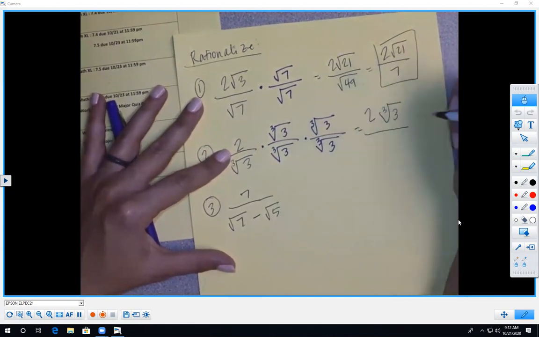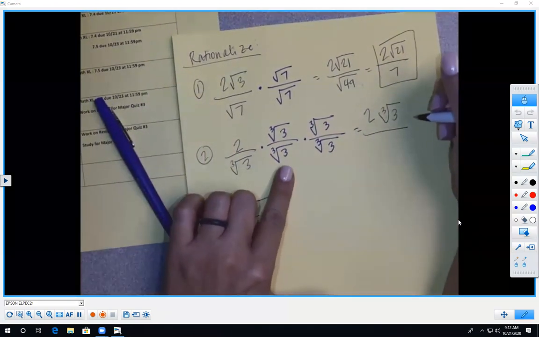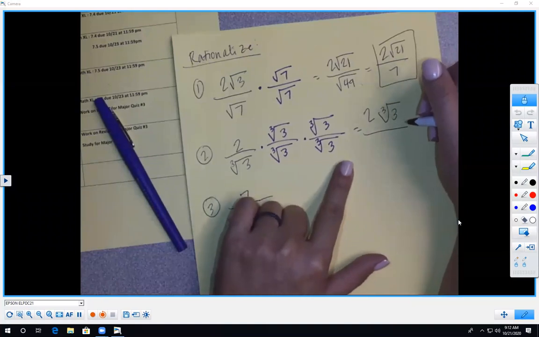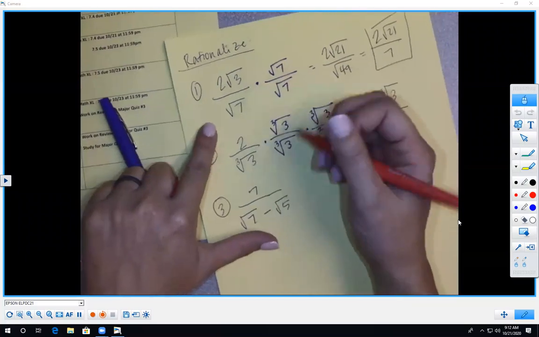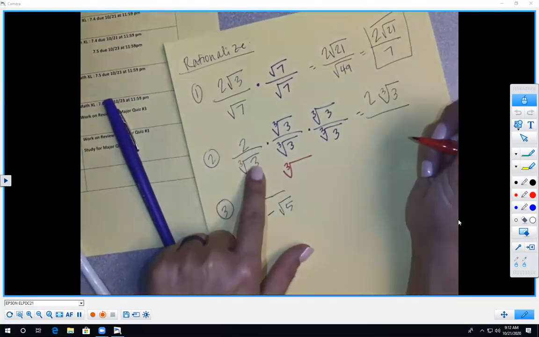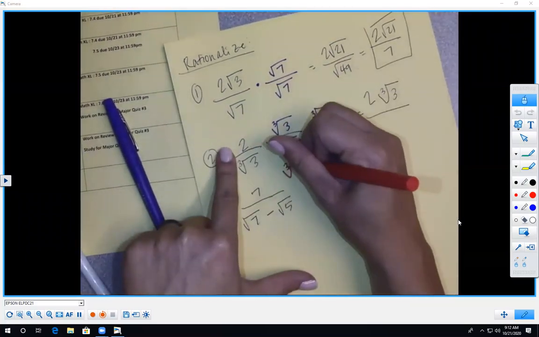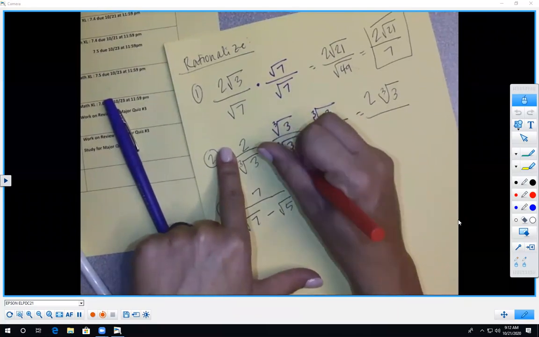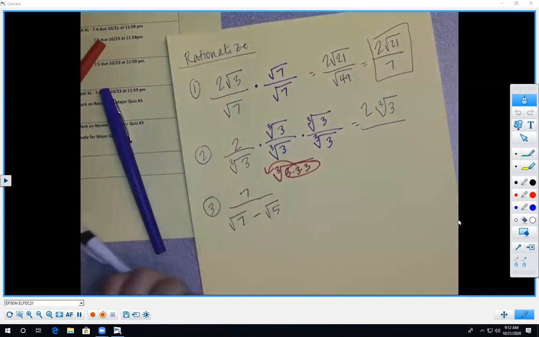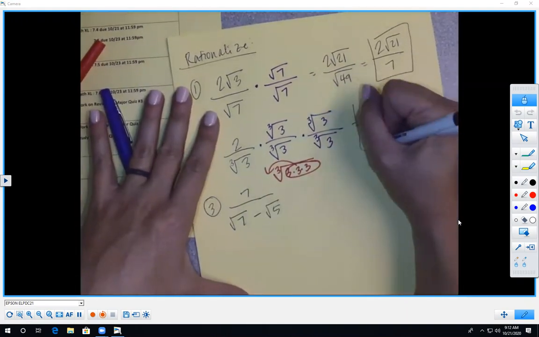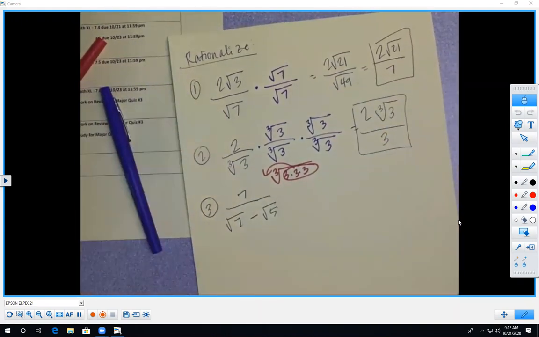On bottom, if you wanted to work it out, cube root of 3 times cube root of 3 times cube root of 3 is cube root of 27, and the cube root of 27 is 3. Another way to think about this is if I put them all together, 3 times 3 times 3, 1, 2, 3. I have a group of 3s I can now pull out, and I would get 3 on bottom now. So your answer is 2 times the cube root of 3 over 3. Questions about that one?